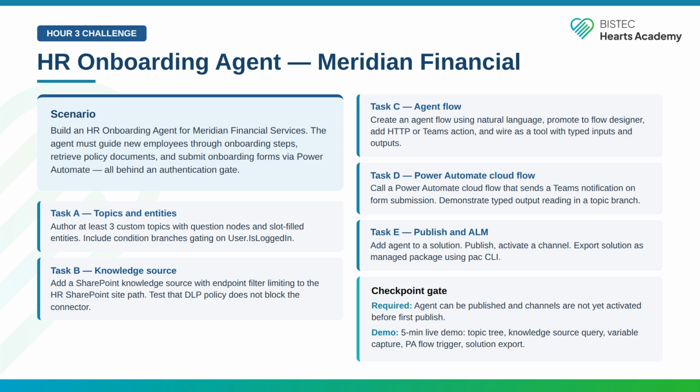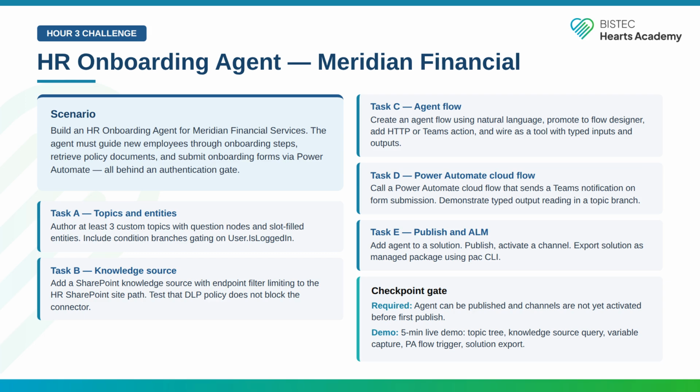Task C requires creating an agent flow using the natural language authoring feature, promoting it to the full flow designer, adding at least one connector action, HTTP or Teams message, and wiring it as a typed tool in a topic with declared input and output parameters.